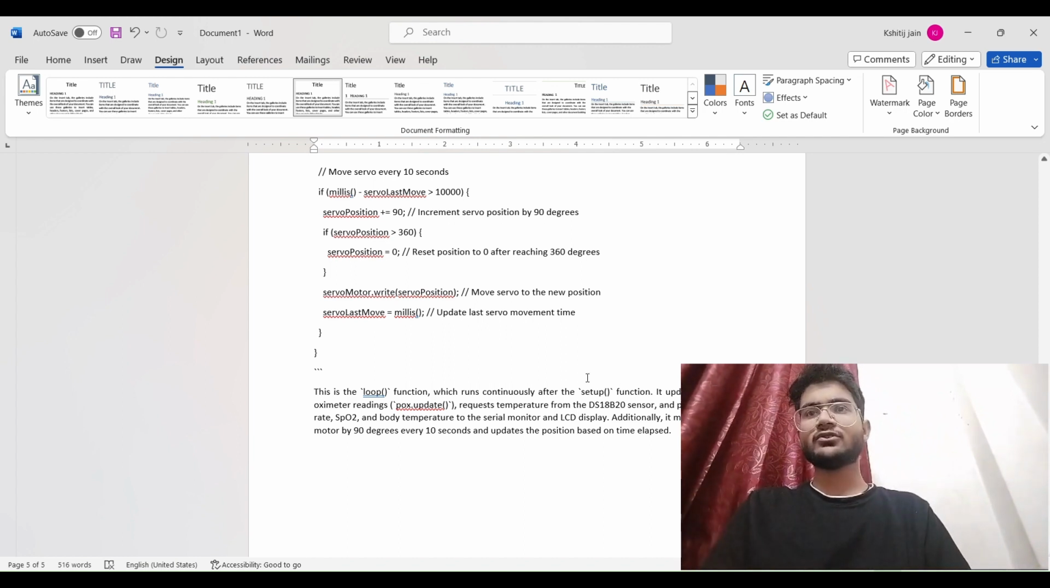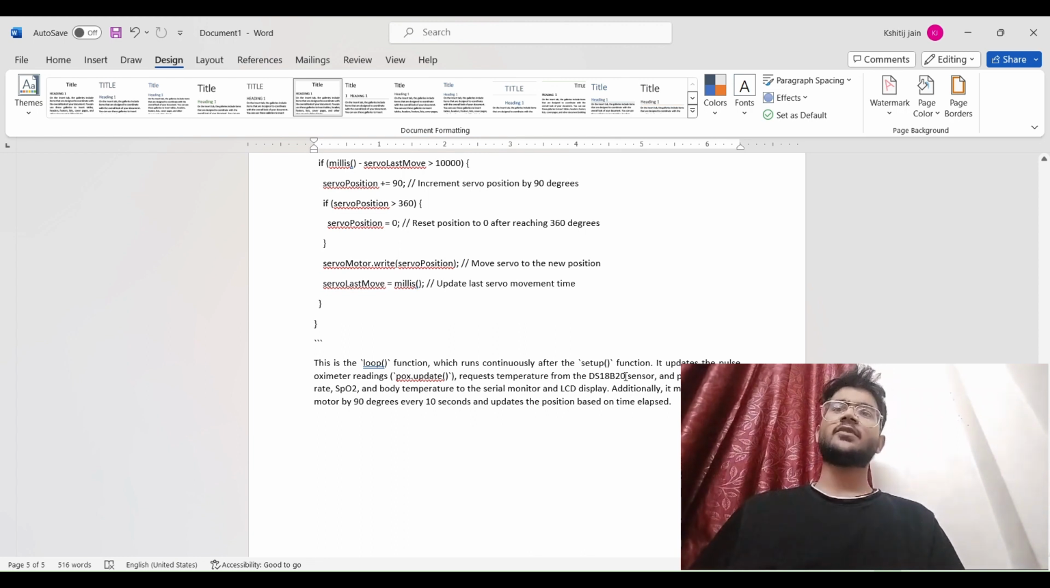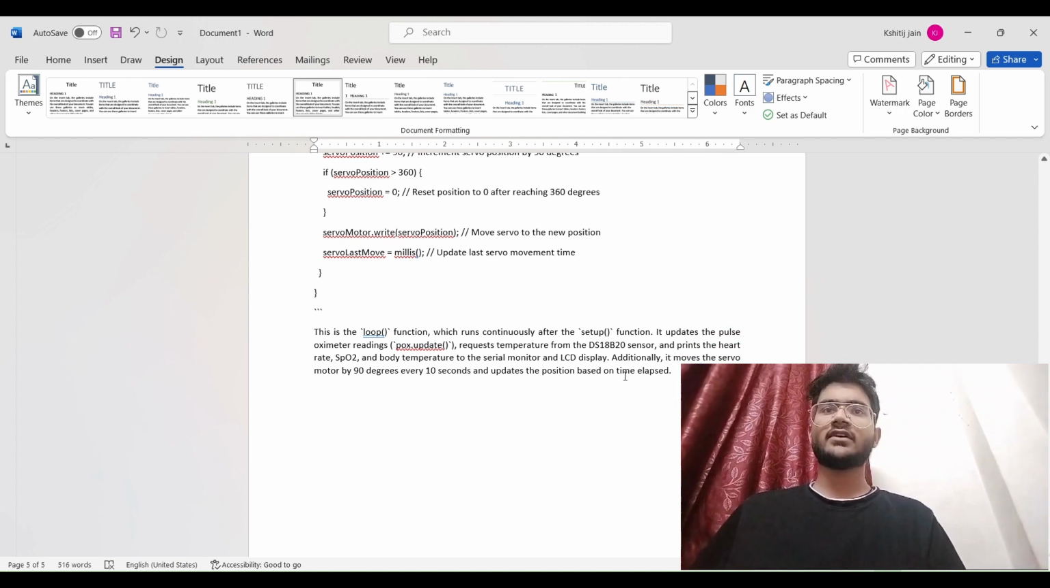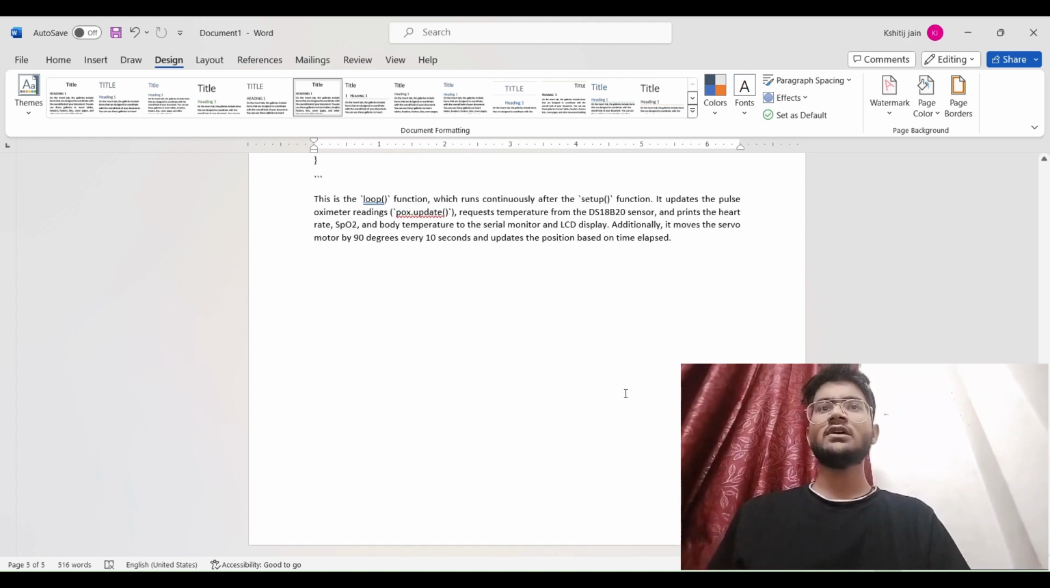Then the next loop function, which runs continuously after the setup function, updates the pulse oximeter readings, requests temperature from the DS18B20 sensor, and prints the heart rate, SpO2 and body temperature to the serial monitor and LCD display. Additionally, it moves the servo motor by 90 degrees every 10 seconds and updates the position based on time elapsed.